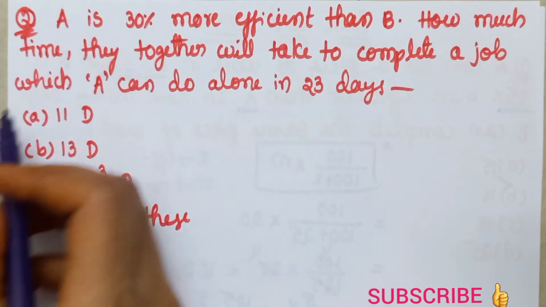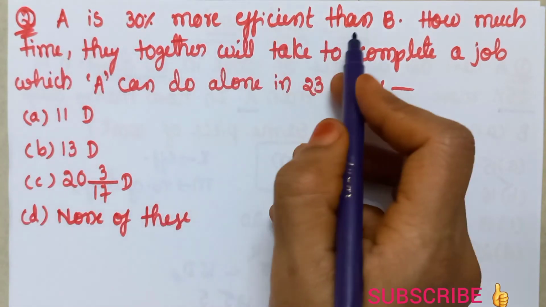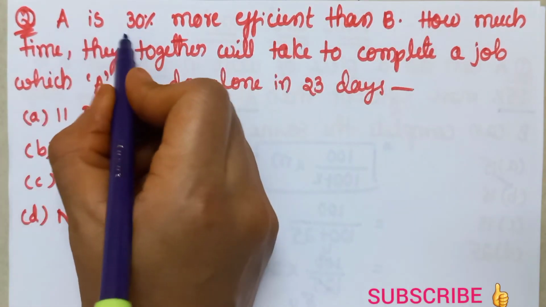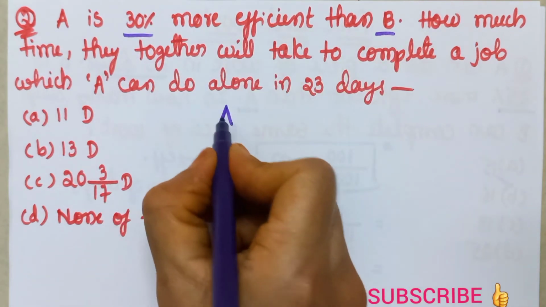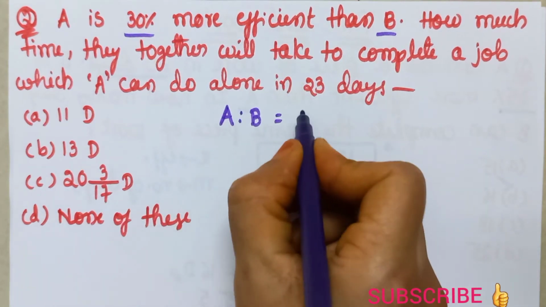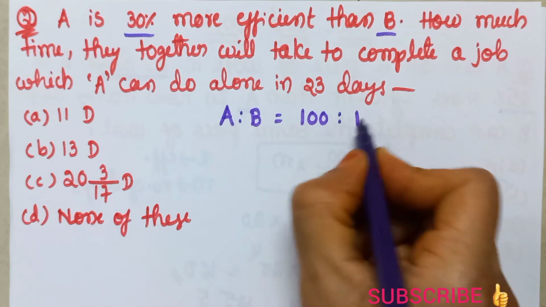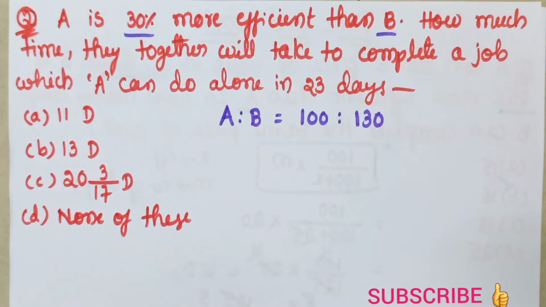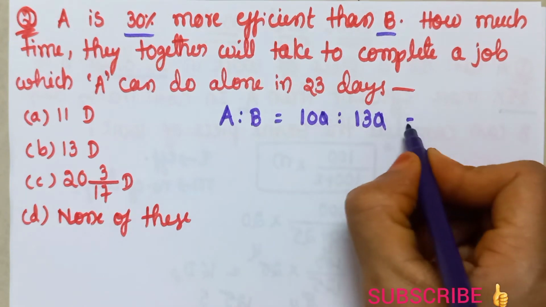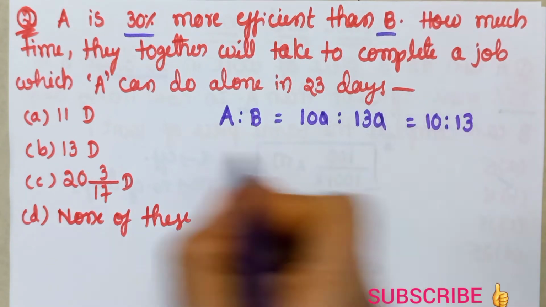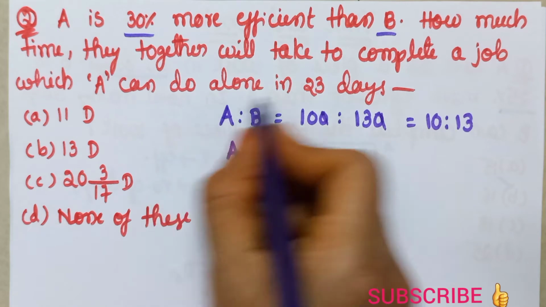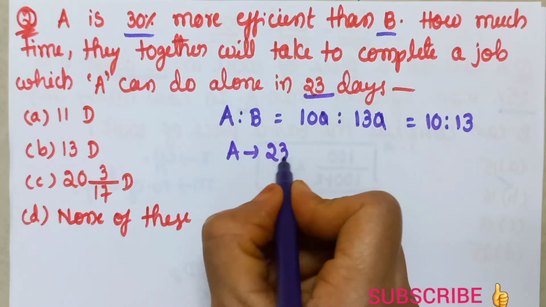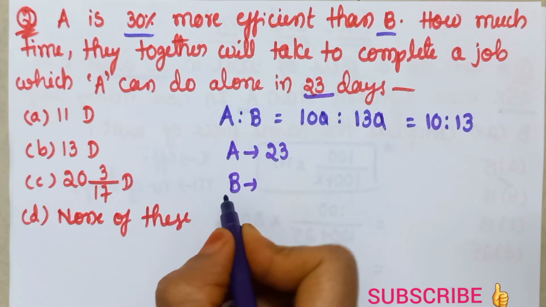So A is 30% more efficient than B. This is very similar to the above one, that is the efficiency ratio of A and B is in the proportion of 100 is to 130. Because it is 30% more efficient than B, we are getting it as 100 is to 130. So it is 10 is to 13. And they have mentioned the number of days taken by A as 23. And we should find the number of days taken by B.